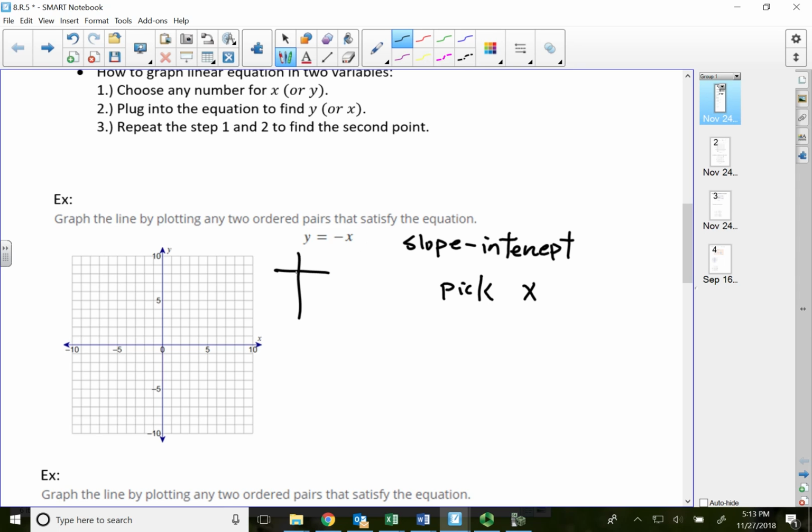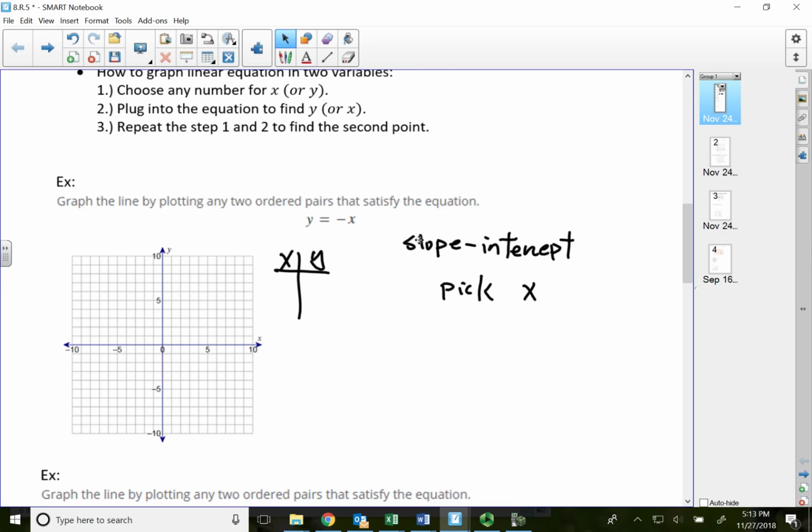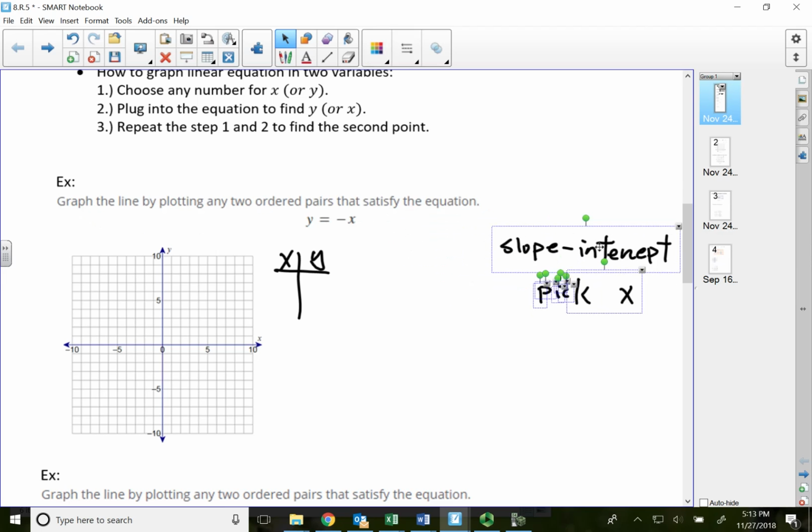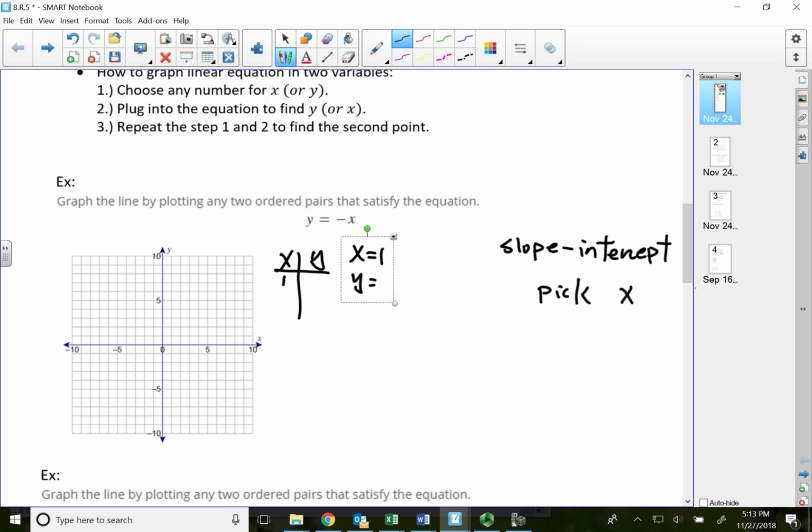All right, what number do you want to pick for x? So let's create our x and y table. Whatever you want, just not so big. Got to be within -10 to 10. So I'm just going to pick 1. So if I pick x to be 1 and substitute, then that will be y equal to -1 times 1, which would just be -1.